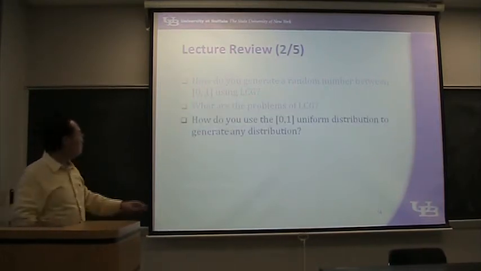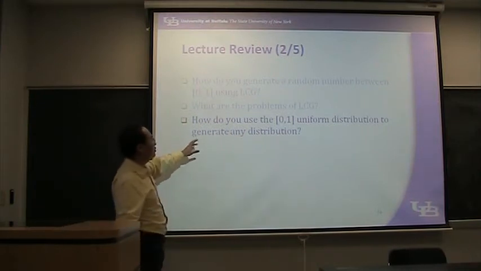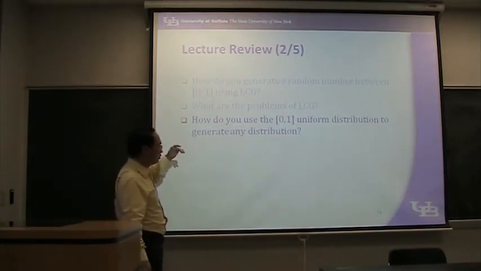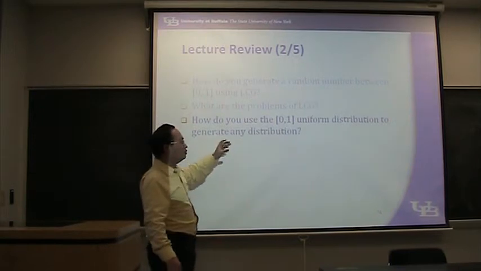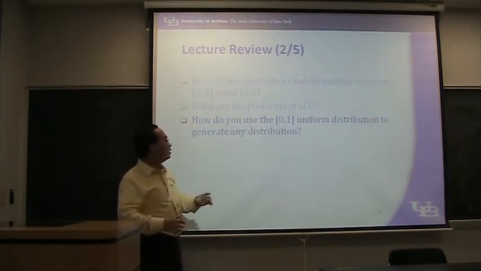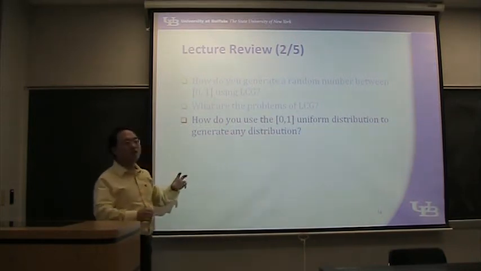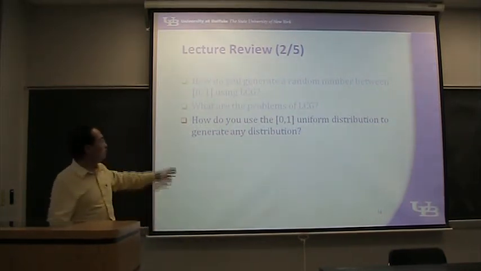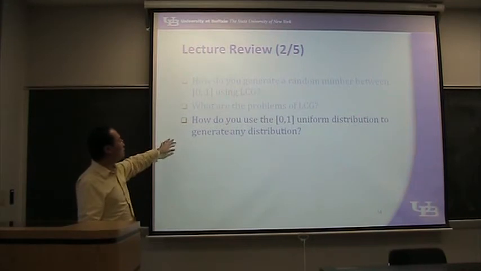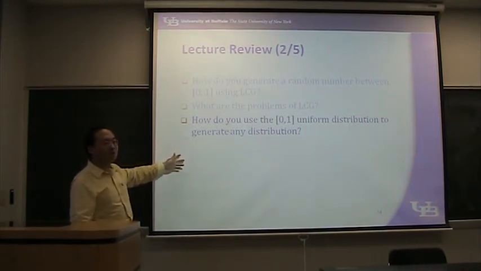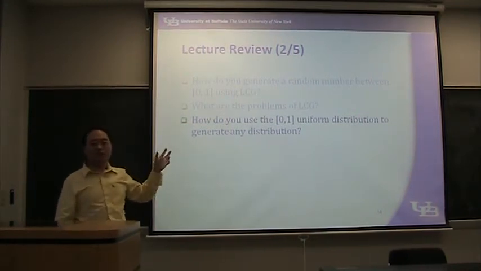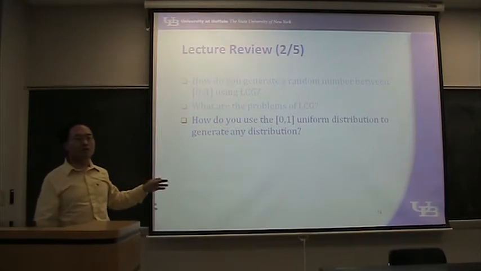Then suppose you already have a uniform distribution, or more clearly, you have a random number generator that can use uniform distribution between 0 and 1 to generate the next random number. Then if you have this generator, how can you generate any distribution? Remember the key of it? This is called inversion method.